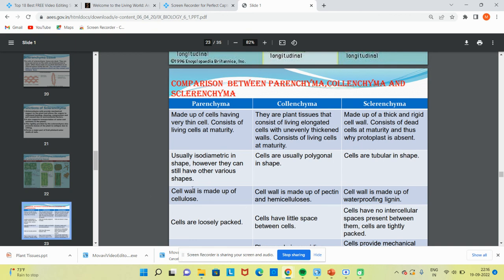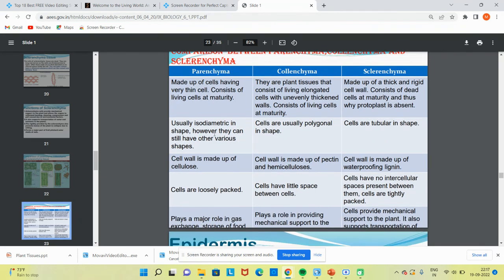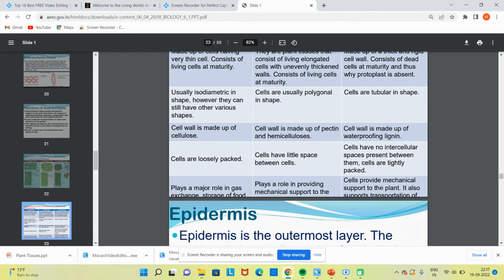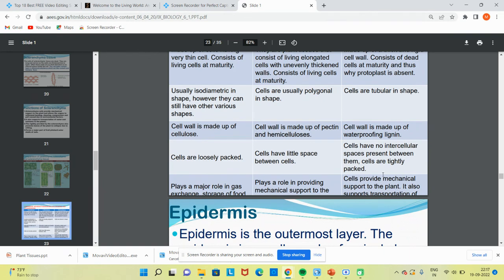Parenchyma cells are usually isodiametric in shape, however they can still have other various shapes. Here the cells are usually polygonal in shape. Here the cells are tubular in shape in sclerenchyma. The cell wall is made up of cellulose. Here the cell wall is made up of pectin and hemicellulose. In sclerenchyma the cell wall is made up of lignin. So cells are loosely packed in parenchyma, whereas in the collenchyma the cells have little spaces between cells, whereas in the sclerenchyma the cells have no intercellular spaces present between them, and cells are tightly packed.